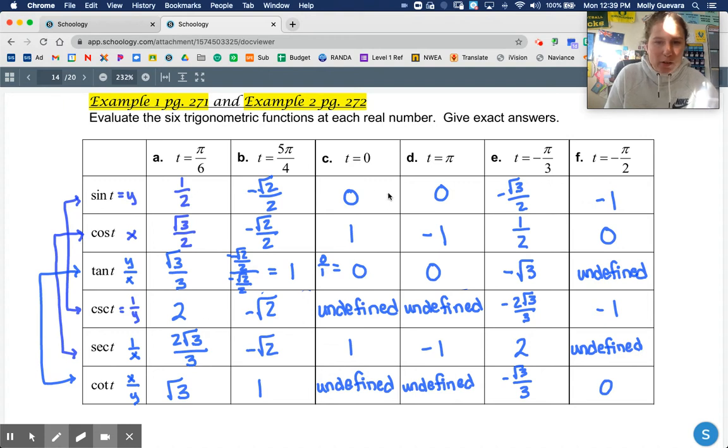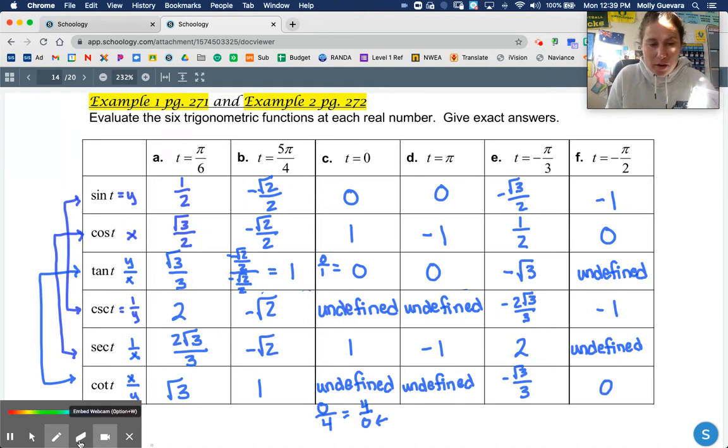Now for cosecant, if I take the reciprocal, 0 is like 0 over any number, let's just do 4. If I take the reciprocal of that, I get 4 over 0. Well, I can never have 0 on the bottom of a fraction. So that's why for my cosecant, it's undefined. So that's what's going on there.